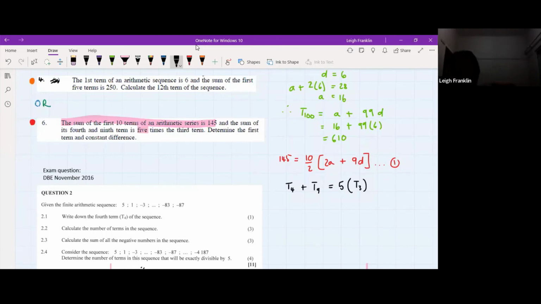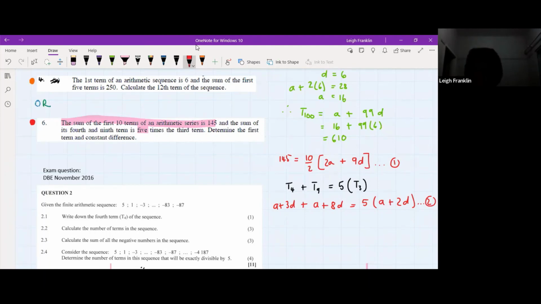Thank you, Kakeho. So now I need to write term 4 in terms of A's and D's, Ronewa and Colette. Okay, so I'm going to write term 4 as A plus 3D. I'm going to write term 9 as A plus 8D, and that's going to be equal to 5 times term 3, which is going to be A plus 2D. Okay, so Colette, I think that's what you were saying. You and Ronewa were struggling with this. How did you write that second equation? And it would be like that.